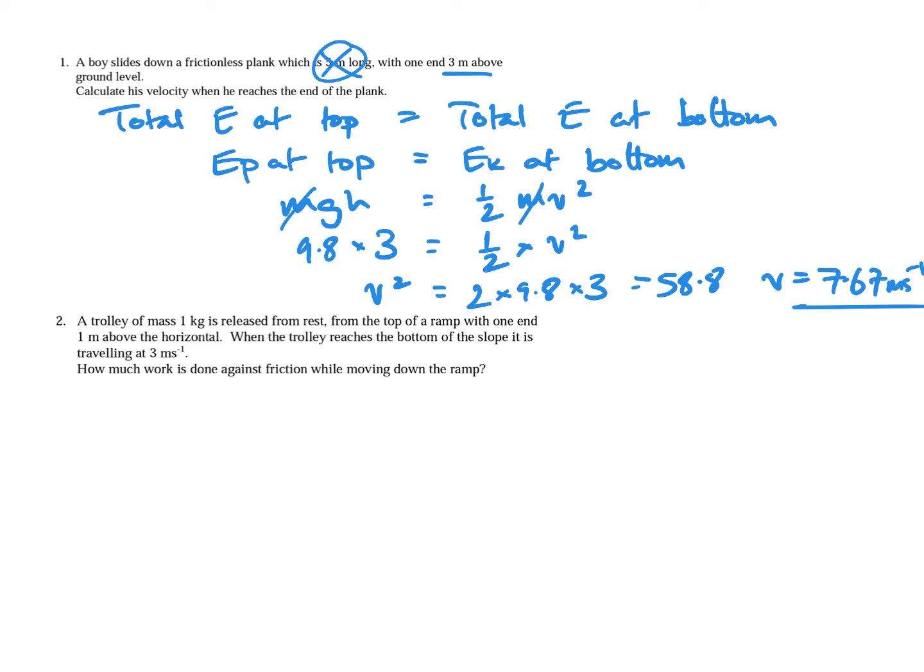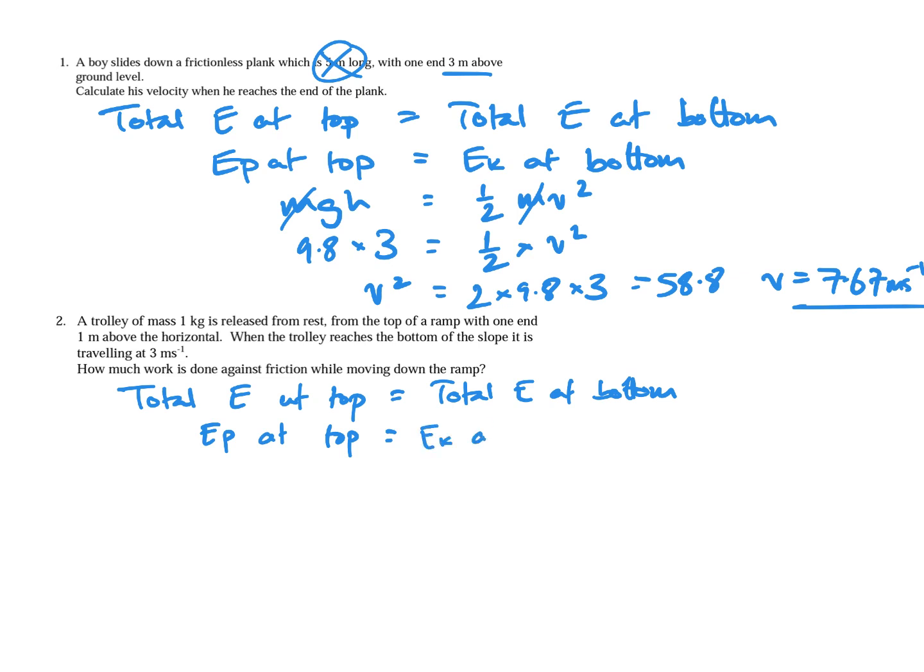For question 2, we've still got this idea, total energy at top. That's what conservation of energy means. So what is the type of energy that we've got at the top? Once again, it's EP. But in this question, okay, friction is important. So in the first question it said frictionless. So what we've got in this question is we know that we'll have some kinetic energy at the bottom, but we know that there will have been work done against friction.